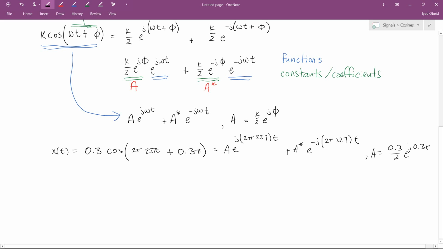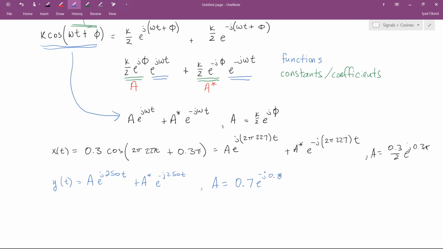And that's it. Now, if you want to test yourself to see if you really know what's going on, try the following. Suppose I give you some function y of t equals A e to the j 250t plus A conjugate e to the minus j 250t, subject to the constraint that A equals 0.7 e to the minus j, I don't know, 0.8. Okay, so plot that function. If you understand this, you should be able to plot the function y of t. To give you a hint, the first step is to convert y of t into a cosine, which you should be able to do using the steps that we followed in this video. And then once you have the cosine, you should be able to use the magnitude, the coefficient, the frequency, and the phase to make a plot of the function.